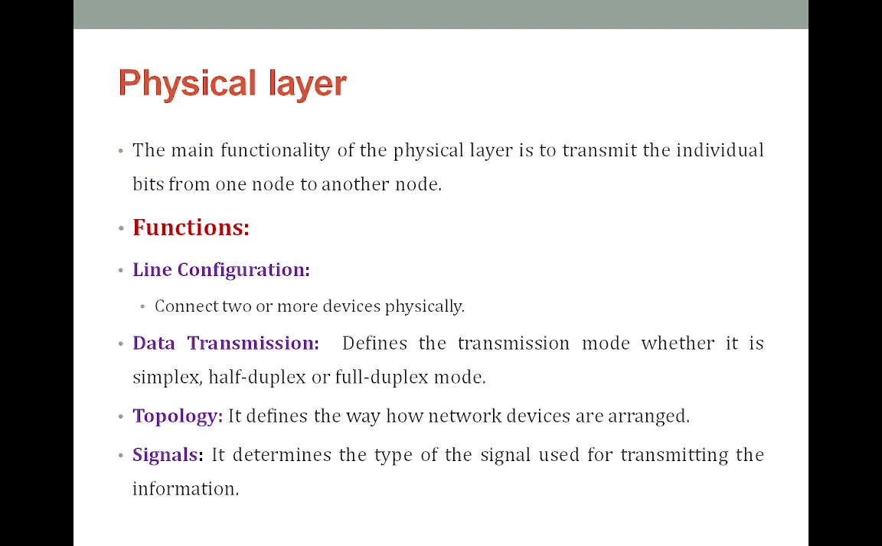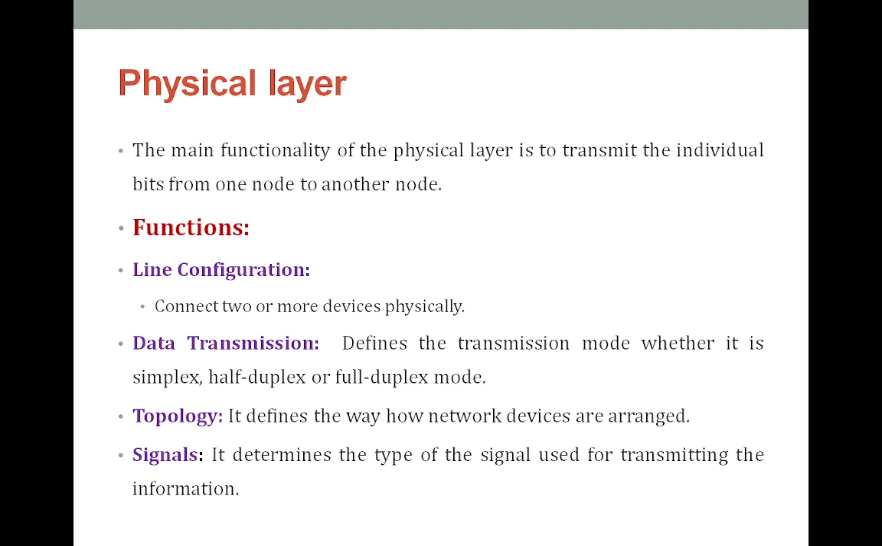Then there are four different kinds of functions of the physical layer. Line configuration is the first function. It will connect two or more devices physically, so by using a cable we can connect and carry out all the data transmission. The next one is data transmission. During data transmission, the communication may be full duplex or half duplex, or it may be synchronous or asynchronous communication.